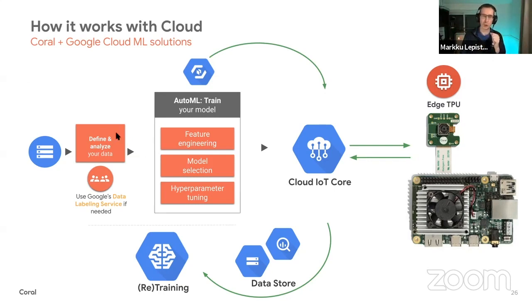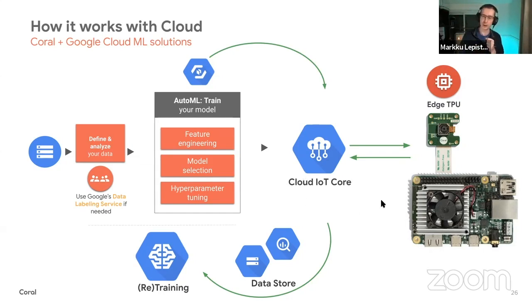But then you don't need to know how to create a machine learning model, how to create a neural network. You let AutoML handle that. It does the feature engineering, model selection, hyperparameter tuning, and it will spit out your custom model. You can do the testing in the cloud to verify that it looks okay. Or you can export the model and, for example, then run it on the Google Coral hardware.